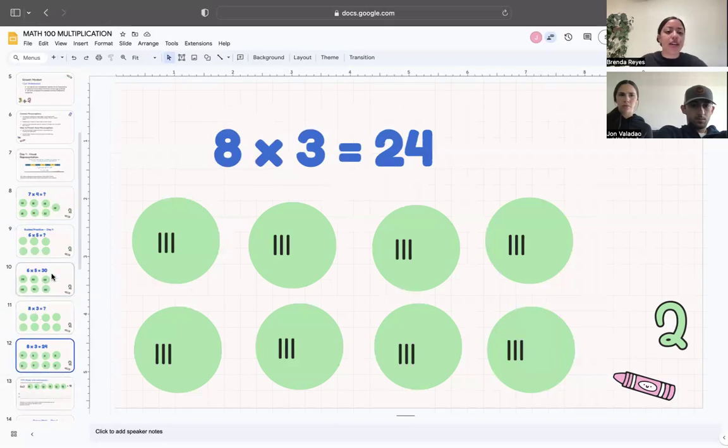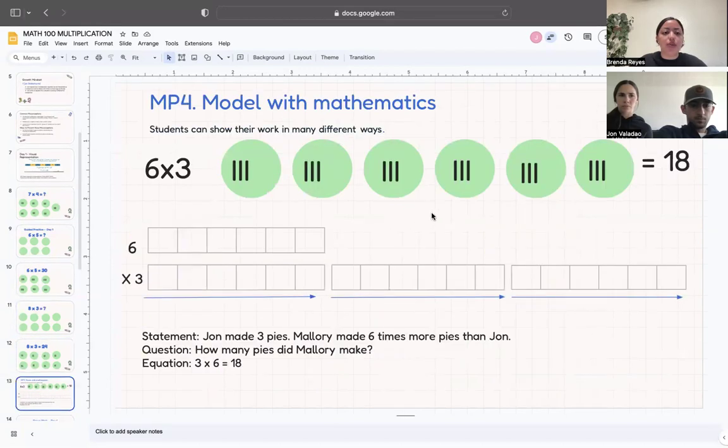So after they get the hang of this one visual representation, we're gonna go ahead and go with our model with mathematics. So we want students to show their work in many different ways. So we already went over this first one with our groups and our tally marks. So 6 times 3, you would get 18 by counting all your tally marks.